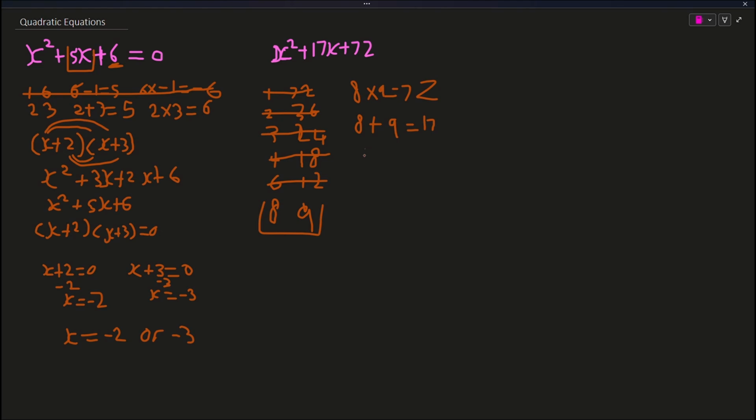So now we're going to have to expand it. That means we got x plus 8 and x plus 9. That's the factorization. So let's say again, we had an equation that is equated to 0.